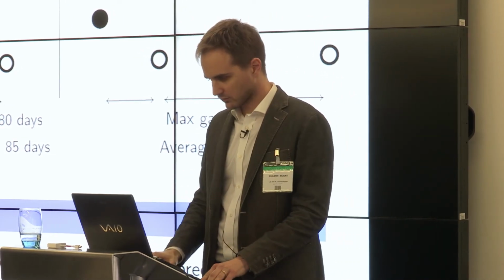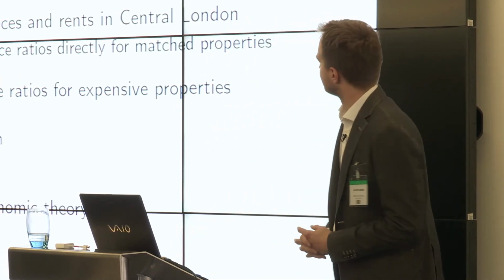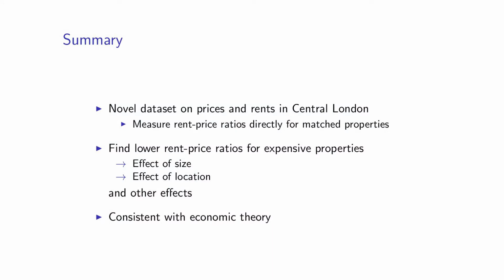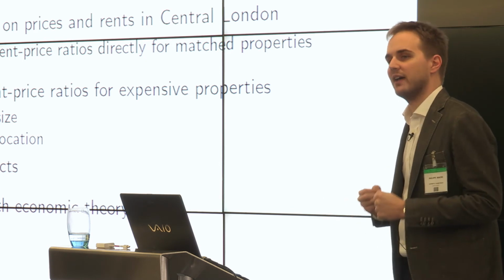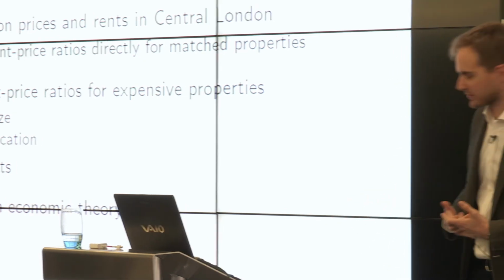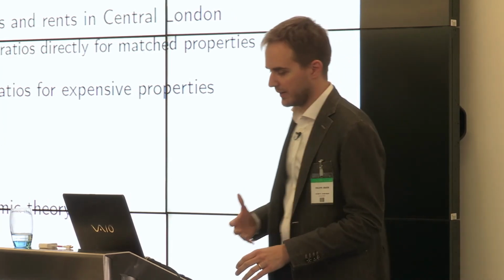So to sum up my findings, this is a way to exploit one data set that is public and freely available, the Land Registry, and a private data set on rents to measure rental yields. And I find that rent price ratios, rental yields, are lower for more expensive properties. This is true both in the sense that bigger properties have lower rent price ratios, but also that properties located in more expensive areas have lower rent price ratios. And this is consistent with economic theory.